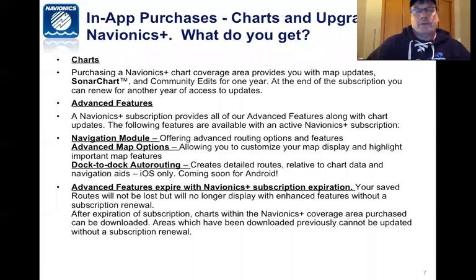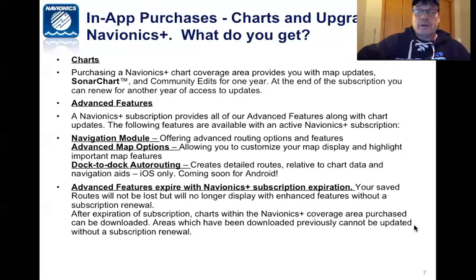Advanced features, this is the stuff that's really cool also. The Navionics Plus subscription gives you advanced features along with chart updates. As Navionics updates mapping, contour lines and things like that, you can update your charts in your app as much as you want for the first year. You get a navigation module, which is really cool, offering you advanced routing options and features. You get some advanced map options, which allow you to customize your map and display, and highlight important map features. Dock-to-dock auto routing is on iOS only right now, and we'll go over that when we get into the advanced next week.